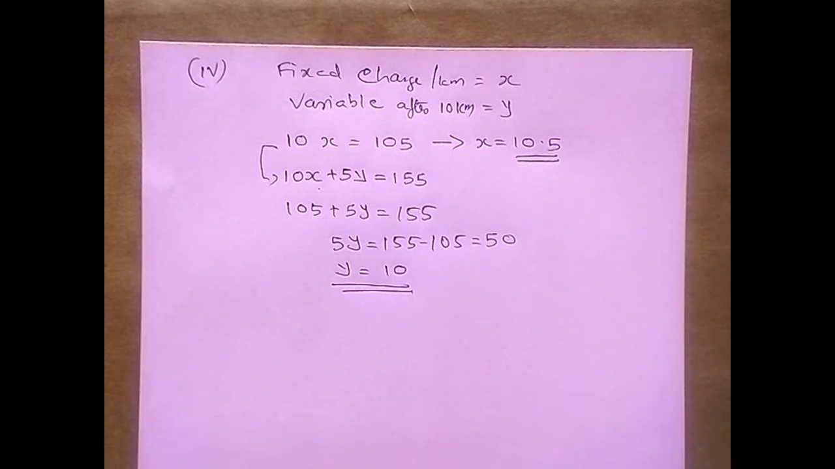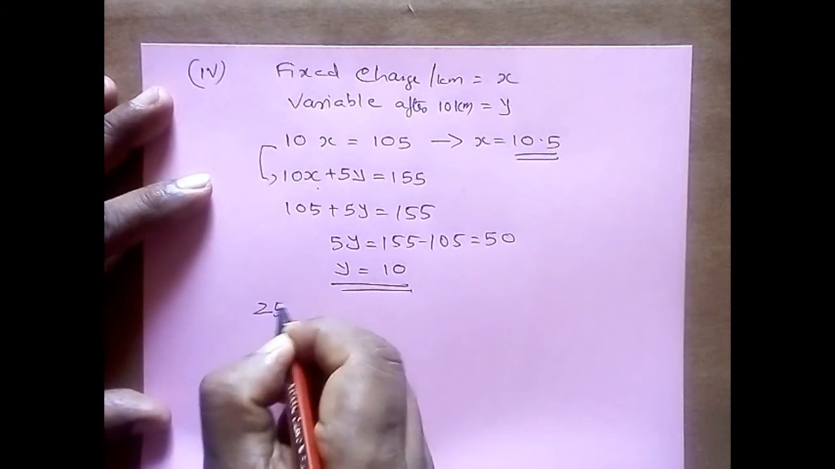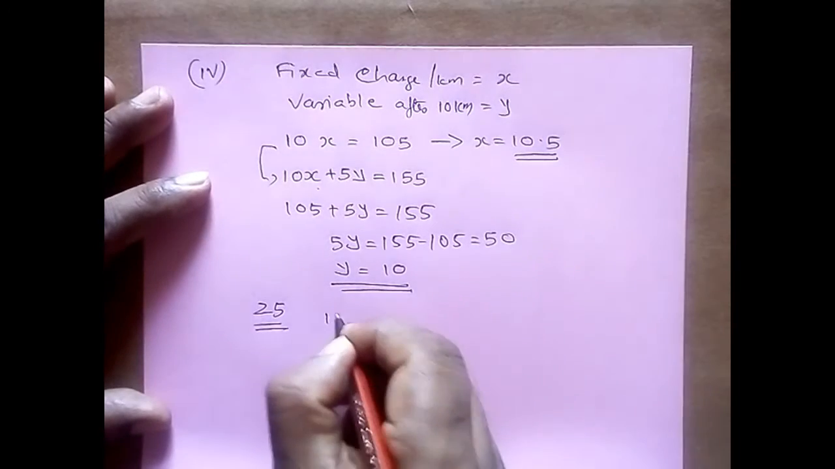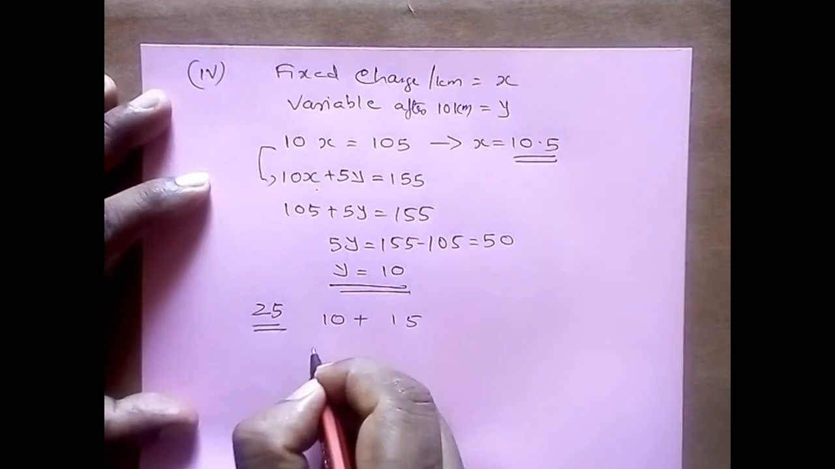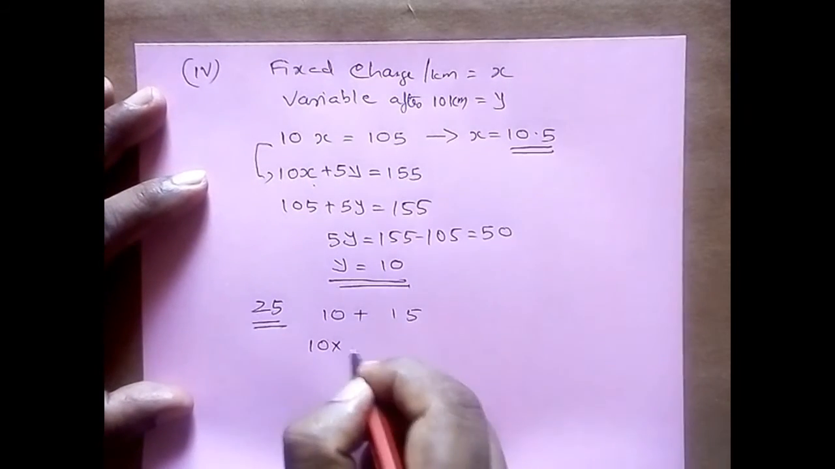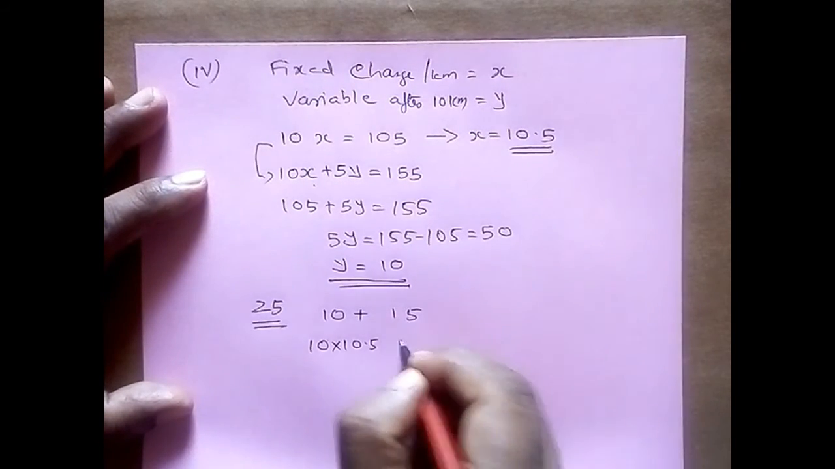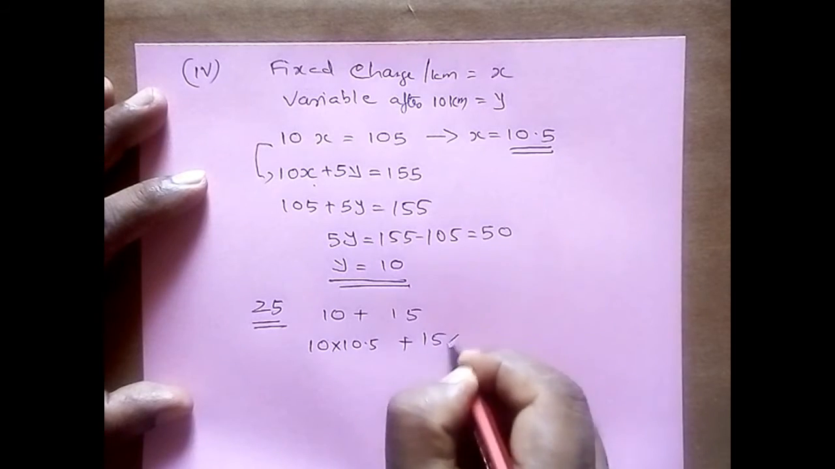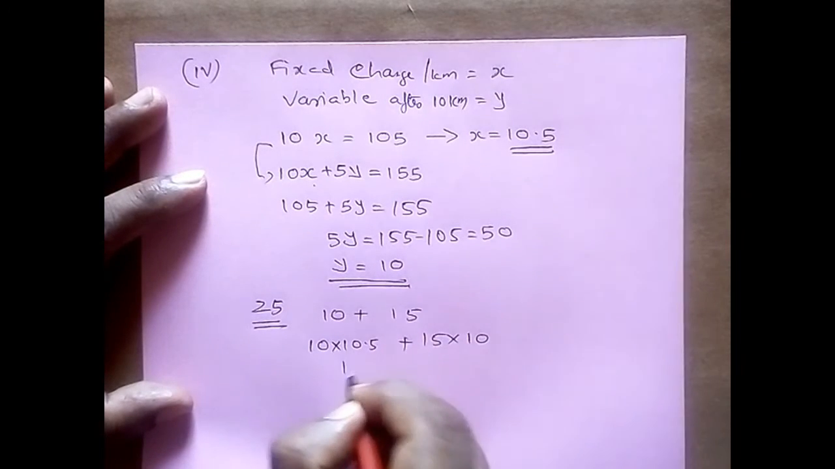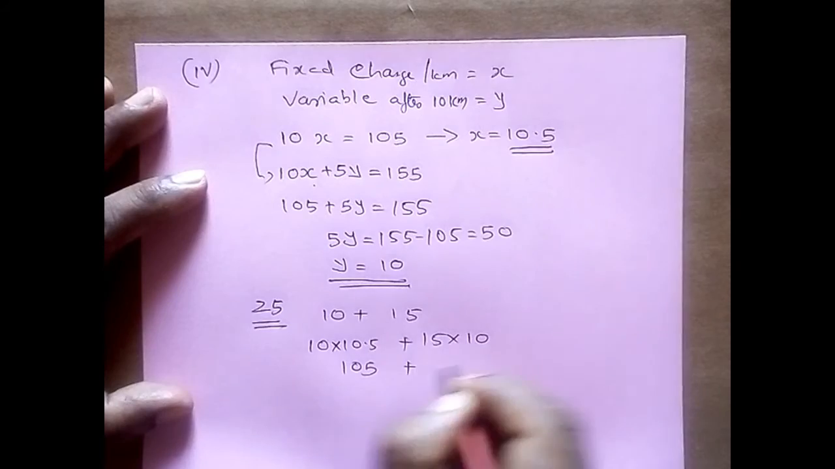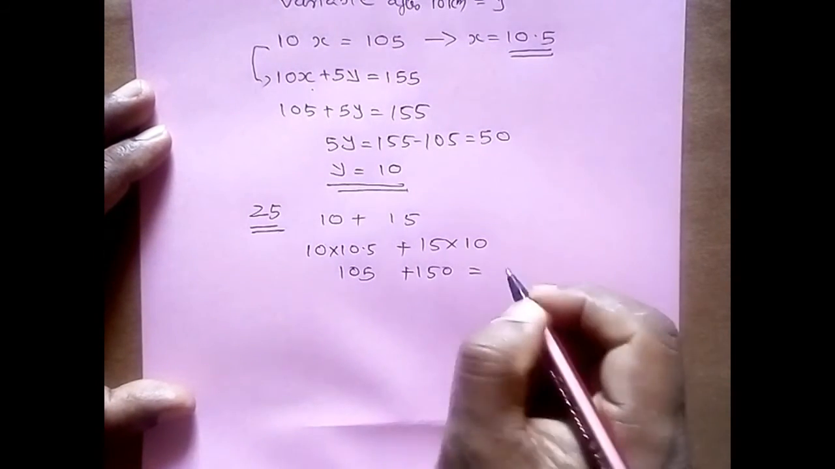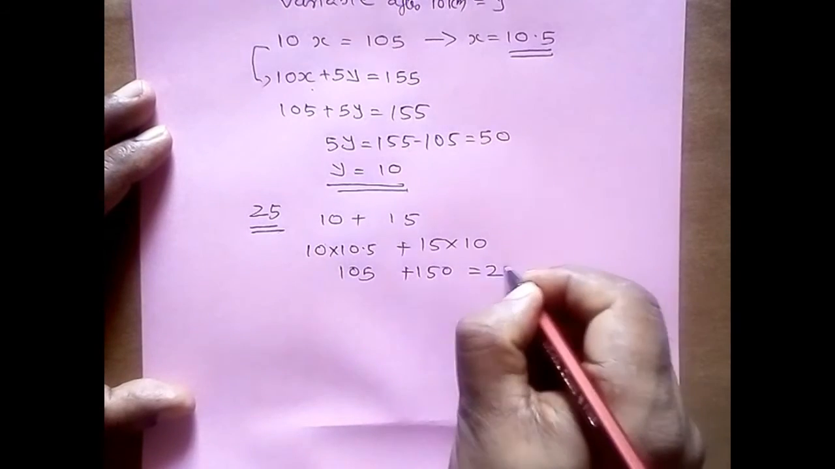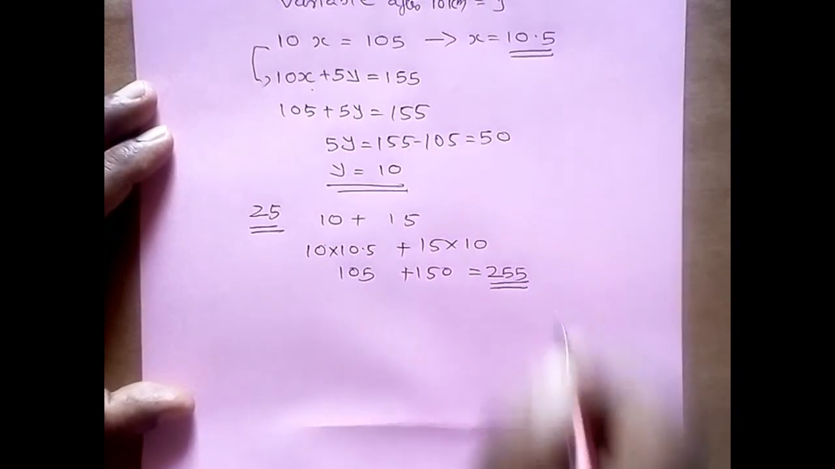How much does a person have to pay for traveling a distance of 25 kilometers? So 25 kilometers means 10 plus 15. So for the first 10 kilometers he will have to pay 10 into 10.5 plus 15 into 10. 10 into 10.5 is 105, plus 15 into 10 is equal to 150. So total he will have to pay 255 rupees.